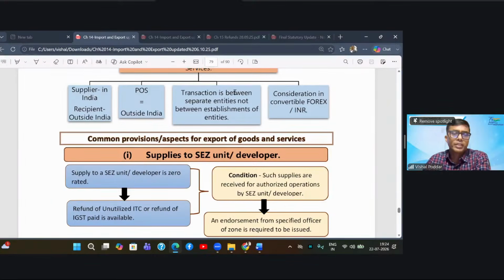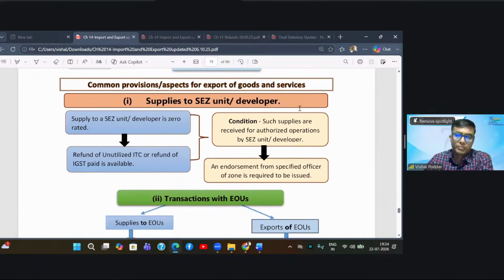What is the first additional condition? The transaction is between separate entities, that is, not merely my own branch outside. So when I'm exporting, the export has to be to a different person, not merely my establishment, my branch outside. If I'm supplying the service to my own branch outside, it will not be considered as export. And next is, I should receive the money in convertible foreign exchange.